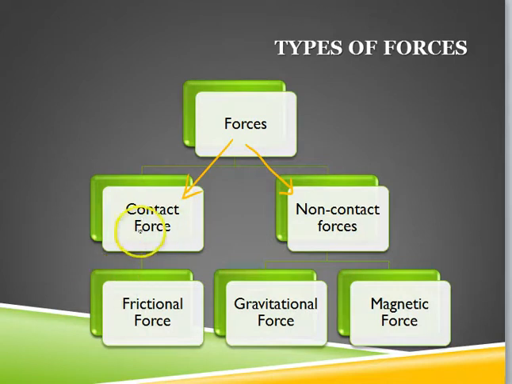So we've got two different types of force. Under each of them, we will learn some examples. For contact force, we will be learning frictional force, only one type. Under non-contact force, we'll be looking at gravitational force and magnetic force. So these are the three different forces that we're covering in this chapter. So we'll be looking at friction first.